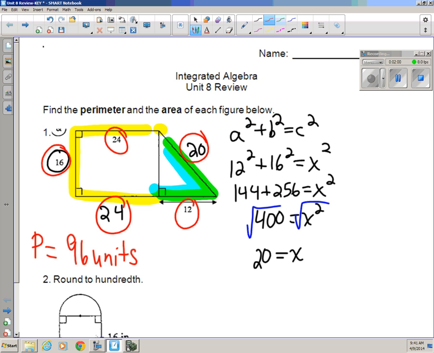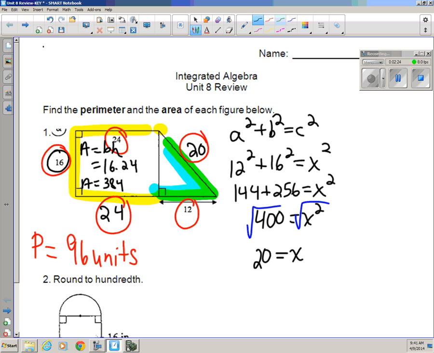For the area, you need to be able to find the area of the rectangle and the area of the triangle and add them together. Well, the area of the rectangle is base times height. So the area here is base times height, 16 times 24. The area inside this particular rectangle ends up being 384.